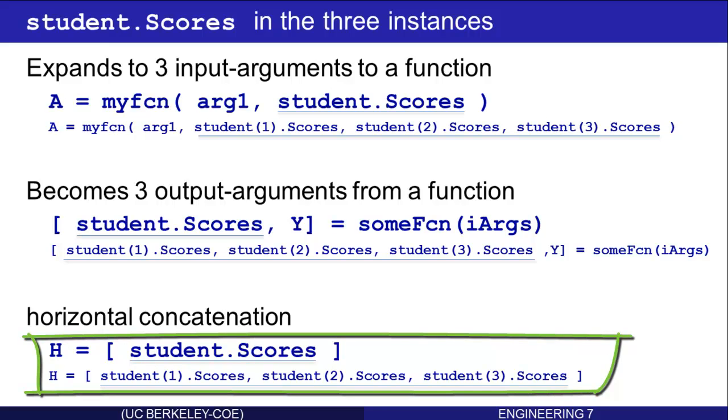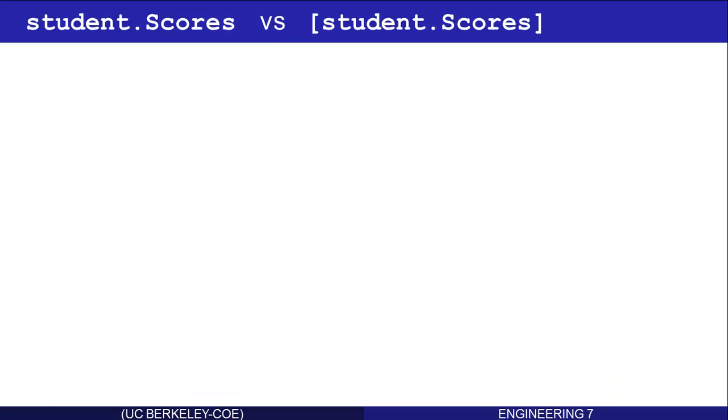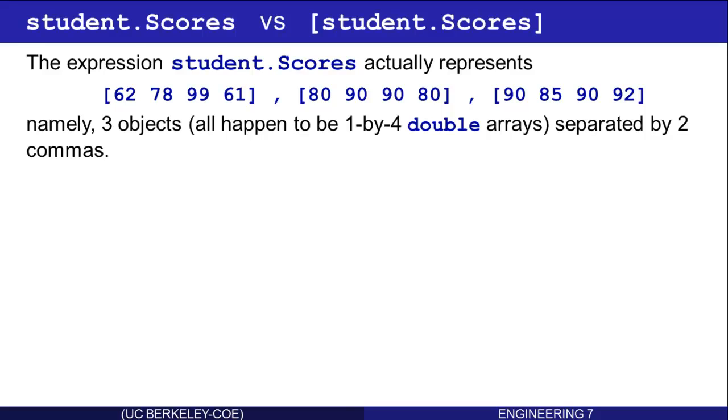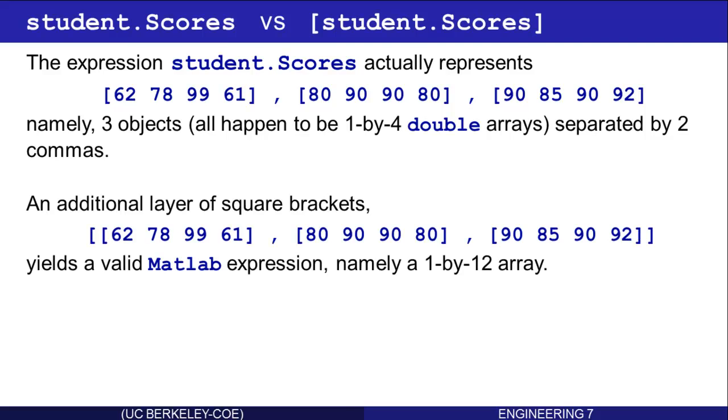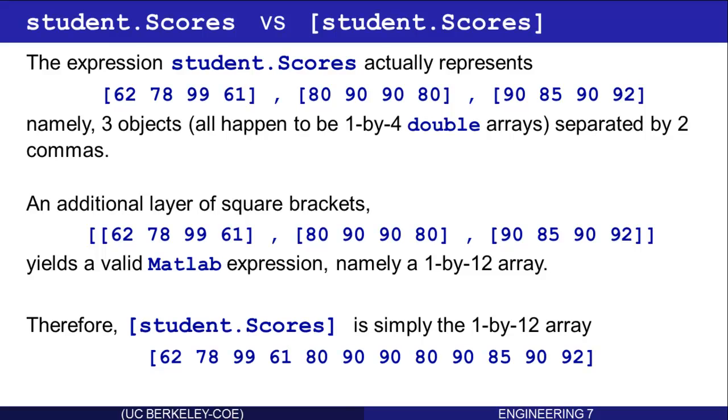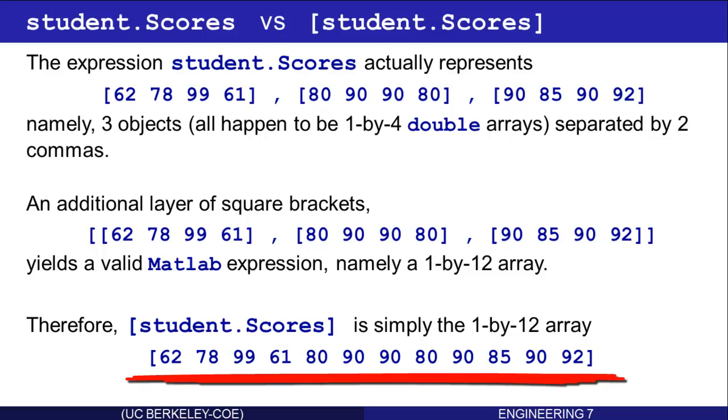Let's look at the horizontal concatenation example in a little more detail. As we've learned, the expression student.Scores is really shorthand for this comma-separated list of three objects with two commas. In this case, the three objects all happen to be 1x4 double arrays. If we add an additional layer of square brackets, notice there's one extra open square bracket on the left and one extra closed square bracket on the right. This is a valid Matlab expression, and its value is a 1x12 array. Therefore, by placing square brackets around student.Scores, we obtain a valid Matlab expression whose value in this case is simply the 1x12 array.